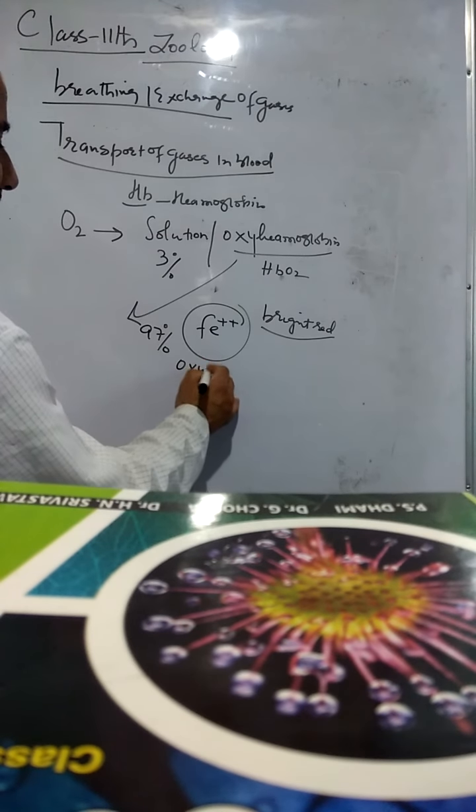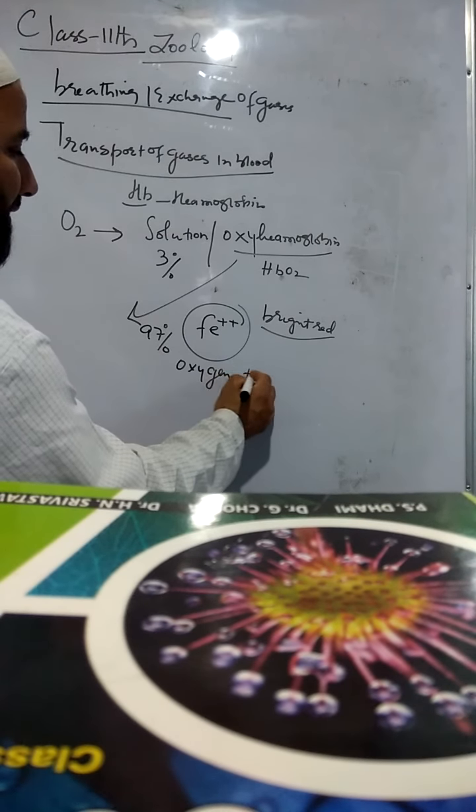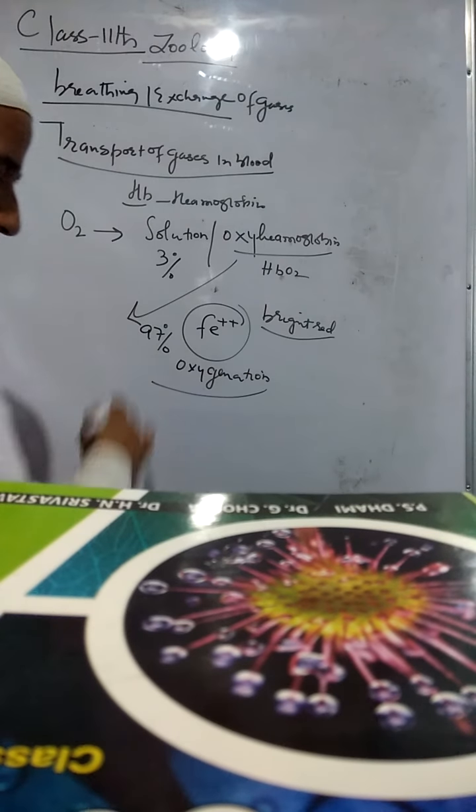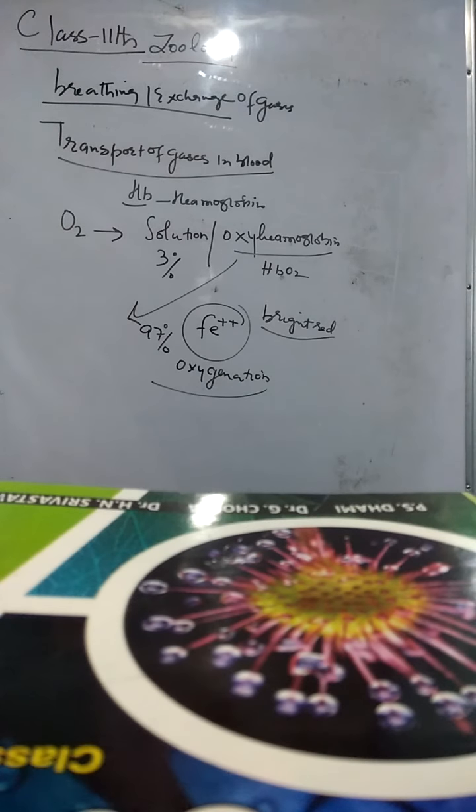The process is called oxygenation whenever the oxygen combines with the hemoglobin. This is different from oxidation, which is the usage of oxygen in oxidizing any substance.